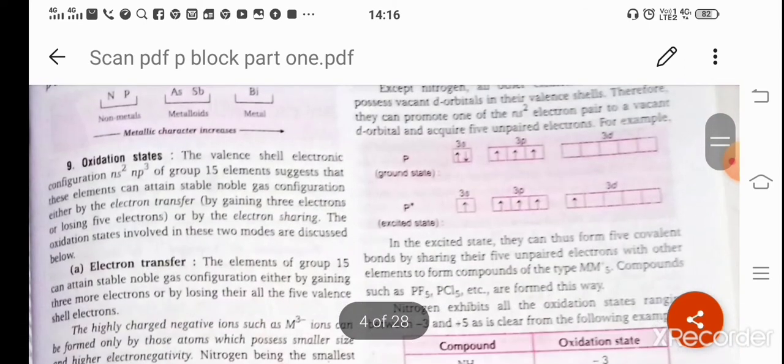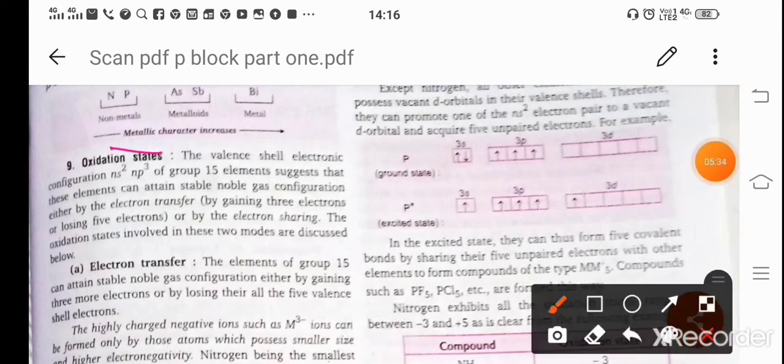Now coming to the oxidation state. Oxidation state means the combining capacity of an element. In group 15, two categories of oxidation state are observed, that is +3 and +5. Either all 5 electrons will participate in covalent bonding, or 3 electrons will participate in ionic or covalent bonding.